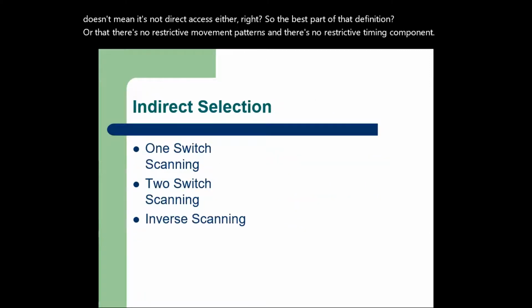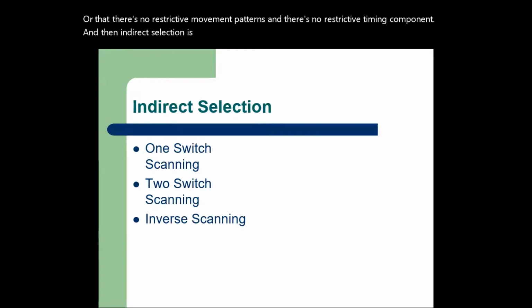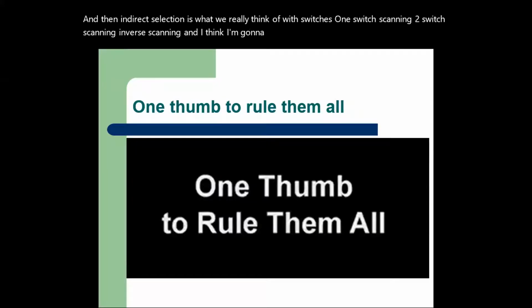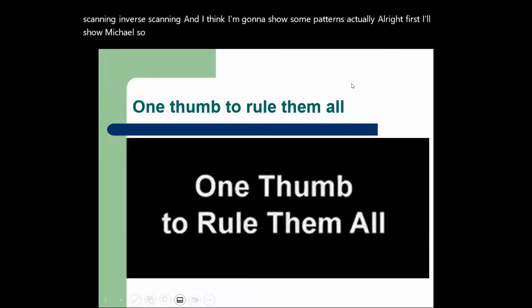And then indirect selection is what we really think of with switches. One switch scanning, two switch scanning, inverse scanning. And I think I'm going to show some patterns. Actually, all right, first I'll show Michael. So let me back this up.